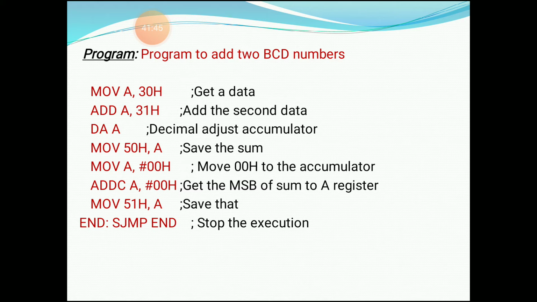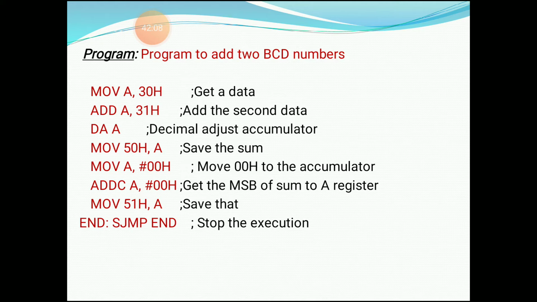Move A comma 30H. So the first byte from the 30H location is copied to the accumulator. Now perform addition of this first byte with the second byte from 31H, that is, add A comma 31H. After addition of two 8-bit BCD numbers, the result will be in hexadecimal.